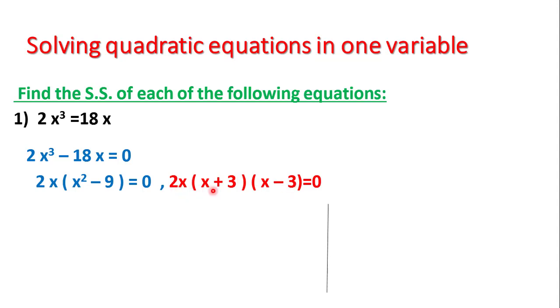Now we have 3 factors. Each one is an equation. 2x equals 0, or x plus 3 equals 0, or x minus 3 equals 0. Okay, if 2x equals 0, it means that x equals 0.